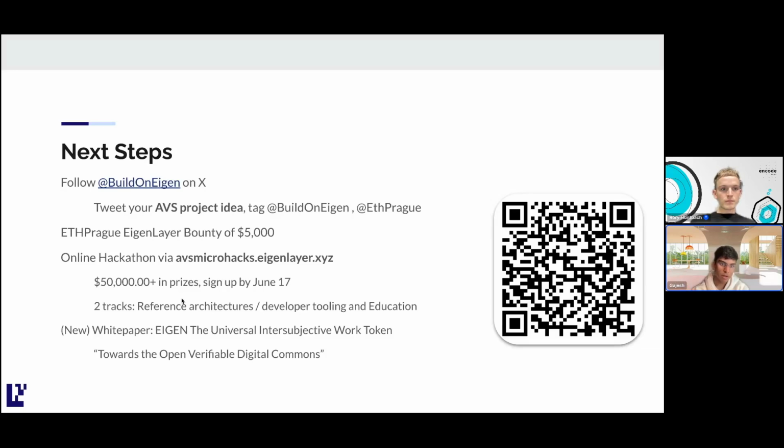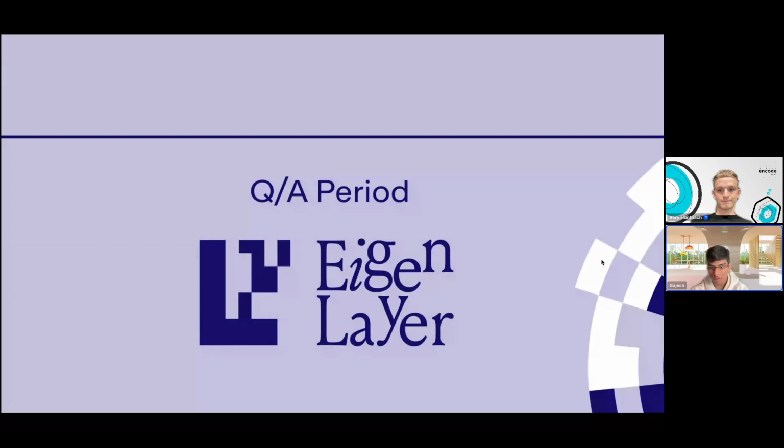The eProg bounties are over, but we have an online hackathon going on, and Encode is also doing a hackathon. So if you're building an AVS, you can submit it on Encode. You can also submit it on AVS microhacks. The whole goal of AVS microhacks is reference architectures and developer tooling, and there's also education, so you can create videos and stuff. And you can go and read our white paper about a subjective work token. And yes, now back to the Q&A.